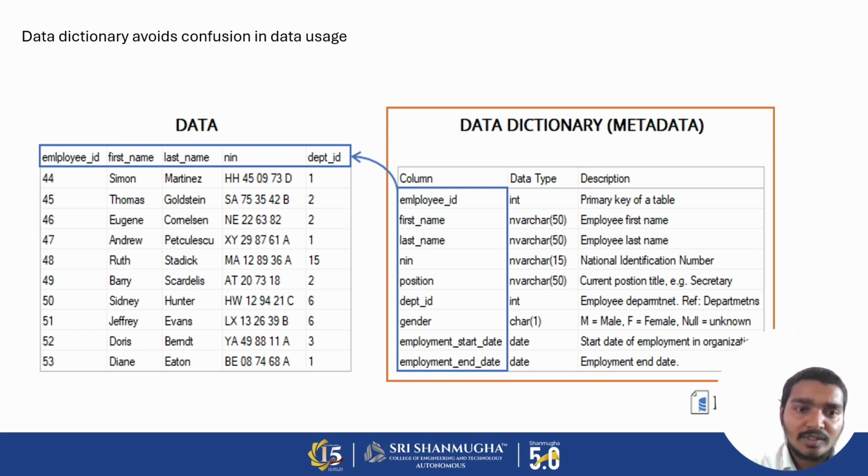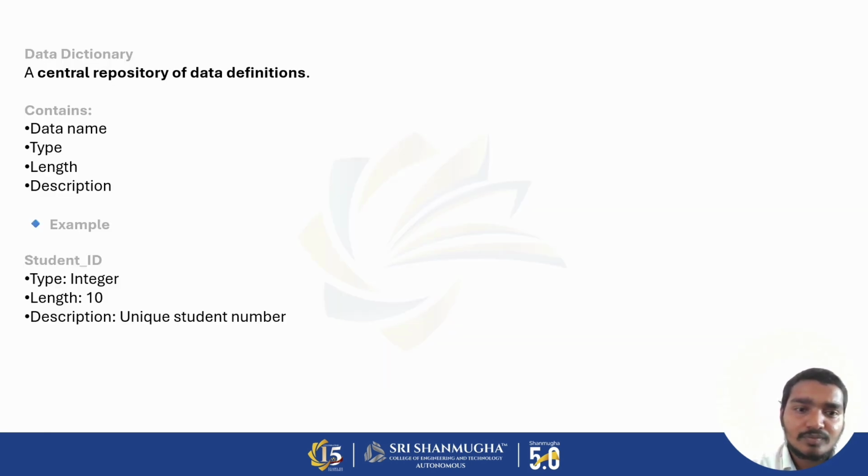Next, the data dictionary avoids confusion in configuration and data usage. What is a data dictionary? A centralized repository of data definitions. It contains the data name, type, length and description. Whenever you define a data type or data name, it guides the development process on how to store the data in the data dictionary. For example, if you store a student ID in a scholarship system, it gives the type as integer, the length, and the description as a unique student number. It makes it easy to find the student ID or student details.